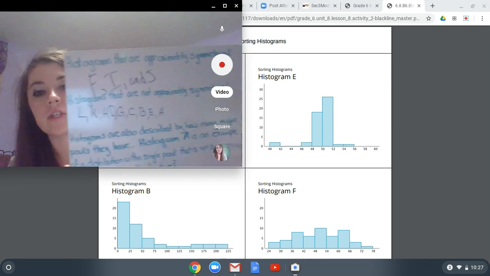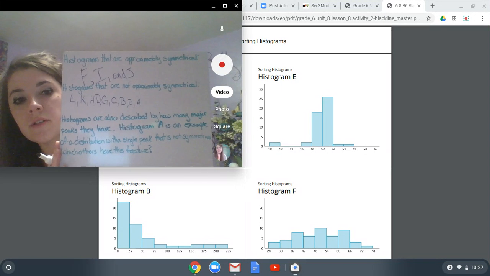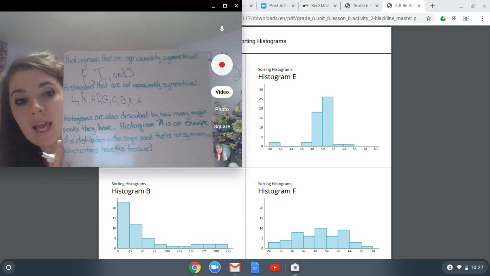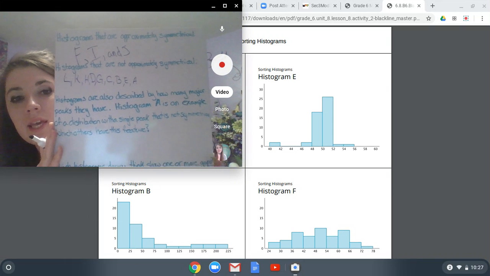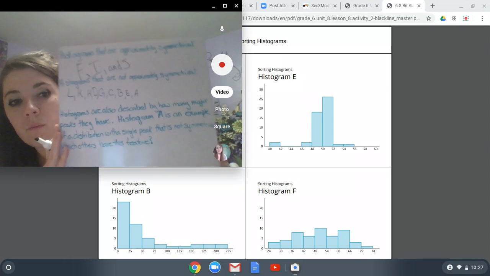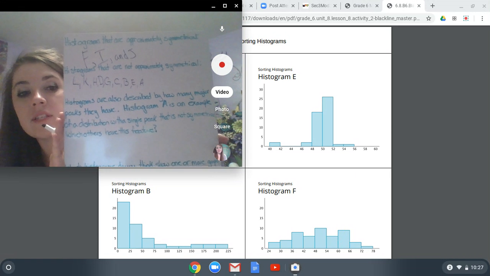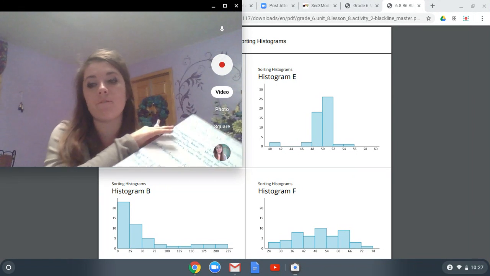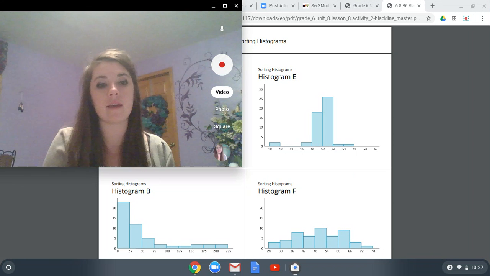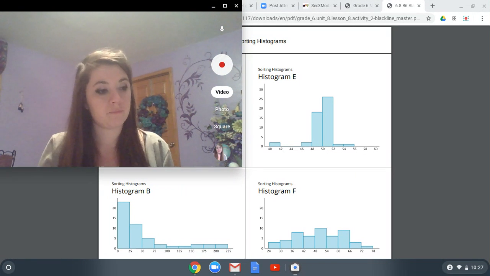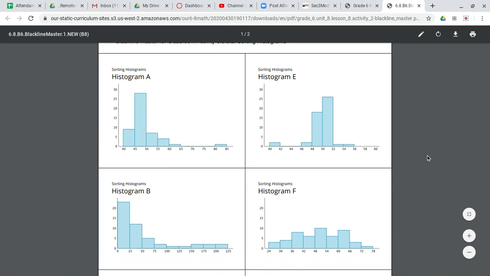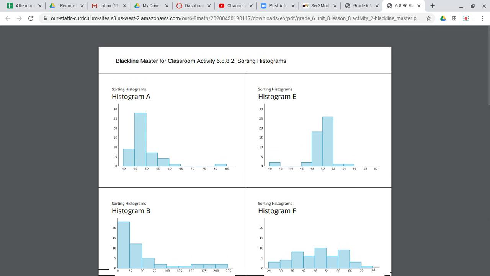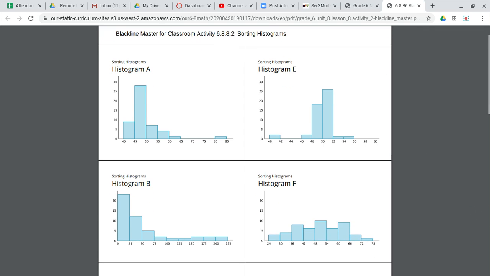All right, now our next question says, histograms are also described by how many major peaks they have. Histogram A is an example of a distribution with a single peak that is not symmetrical. Which others have this feature? So we're looking for a single super high peak that makes it not symmetrical. Sorry, brain moment. Okay, so if we go back to this and we start looking, we want to find one peak that's not symmetrical.